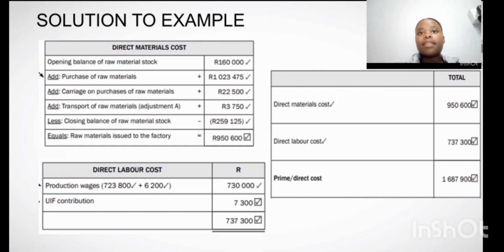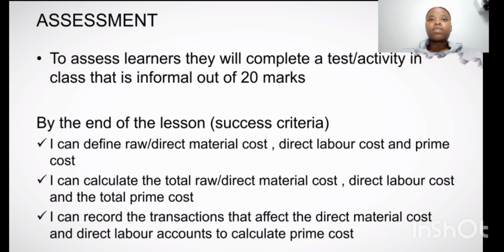So when you add 730,000 plus 7,300, it will give you 737,300. And then don't forget our formula to calculate prime cost. It is total raw or direct material cost plus our total direct labor cost. It gives us our prime cost. That's the formula. So if we add our totals, the first total of direct material cost is 950,600 plus 737,300. It will give us our total prime cost of 1,687,900.